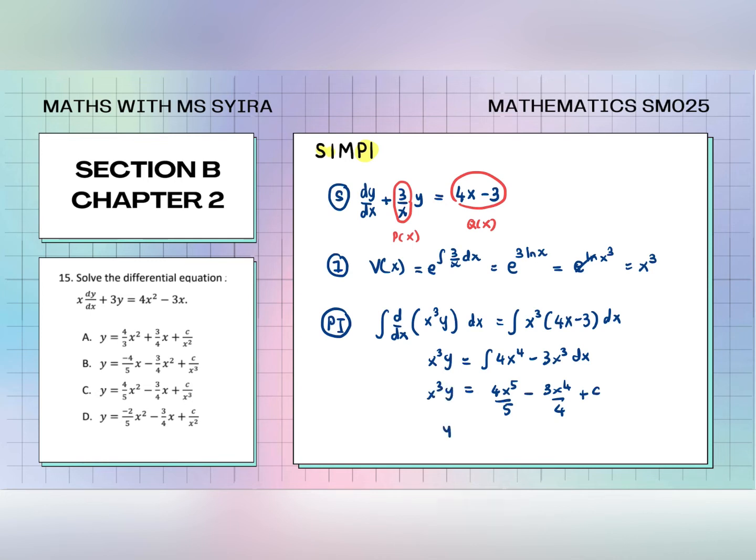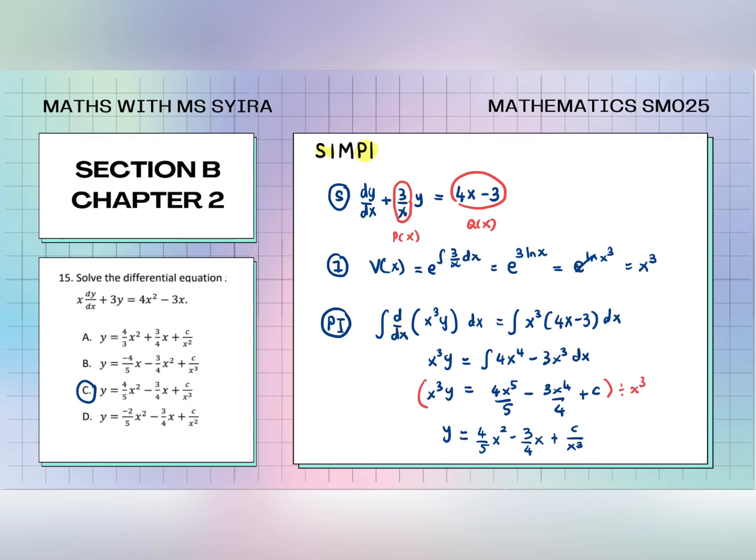And then final answer kena jadi y sebagai subjek. So, bila kita pindahkan, bahagikan semua ini dengan x cube. Okay, so we divide all this one with x cube. So, apa yang tinggal? x power 5 divided by x cube akan dapat x squared. x power 4 divided by x cube kita akan dapat x sahaja. And c jangan lupa kena bahagikan juga dengan x cube. So, that should be your final answer lah. Positive 4 over 5 x square minus 3 over 4 x plus c over x cube. So, the answer should be c.